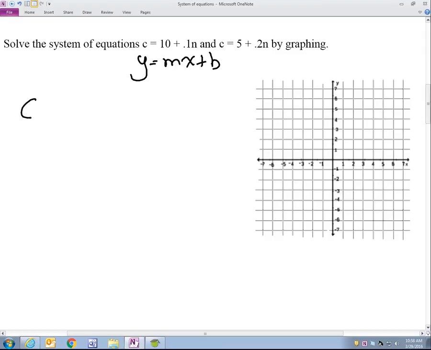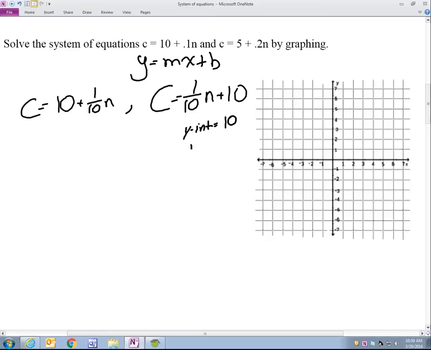So when I have c equals 10 plus 0.1n, do we like decimals when we're dealing with the coordinate plane? No. Isn't the slope a fraction anyway? So we can change this to a fraction. I'm going to change that 0.1 into 1/10 n. And through the commutative property of addition, I can change this to 1/10 n plus 10. So my y-intercept is equal to 10. My slope is a positive 1/10.